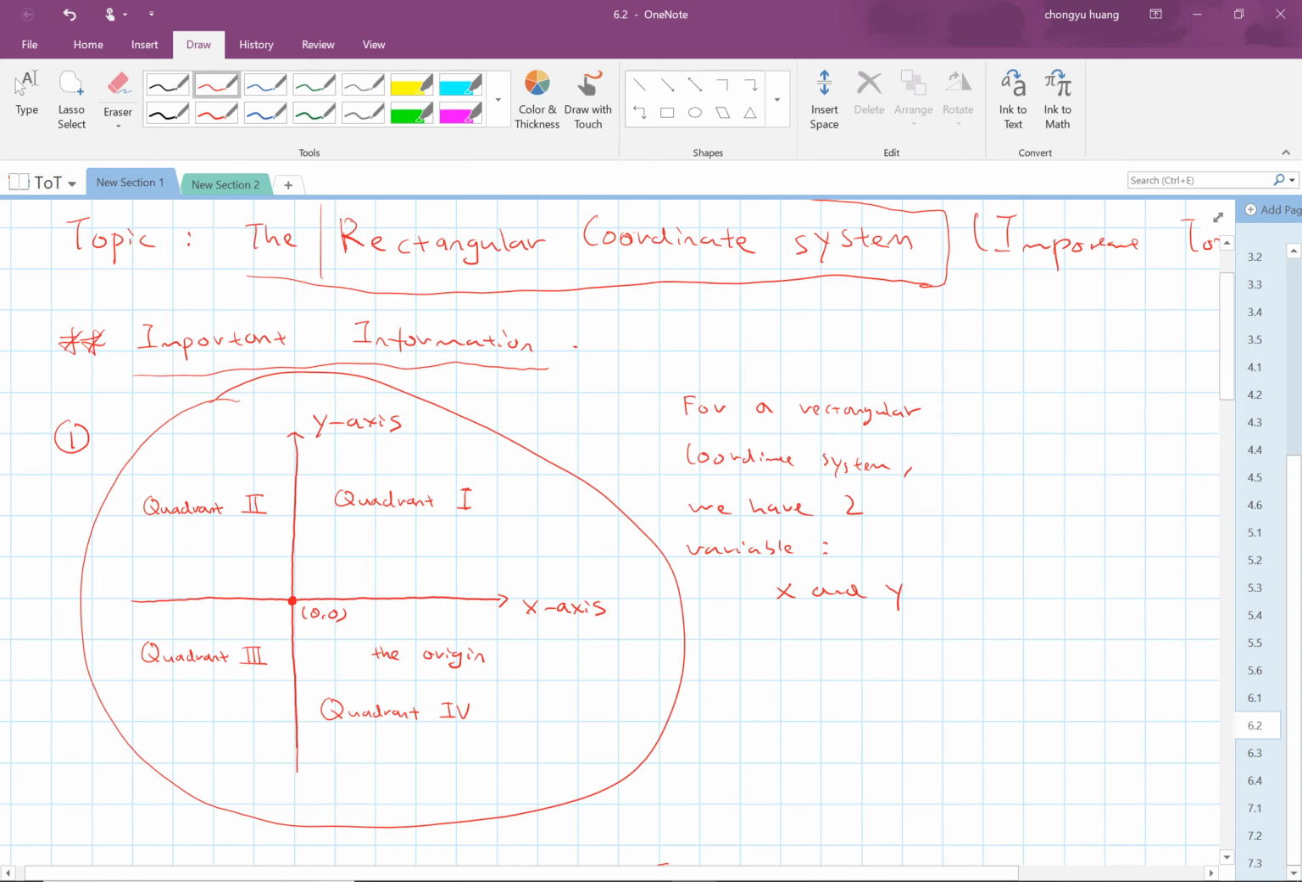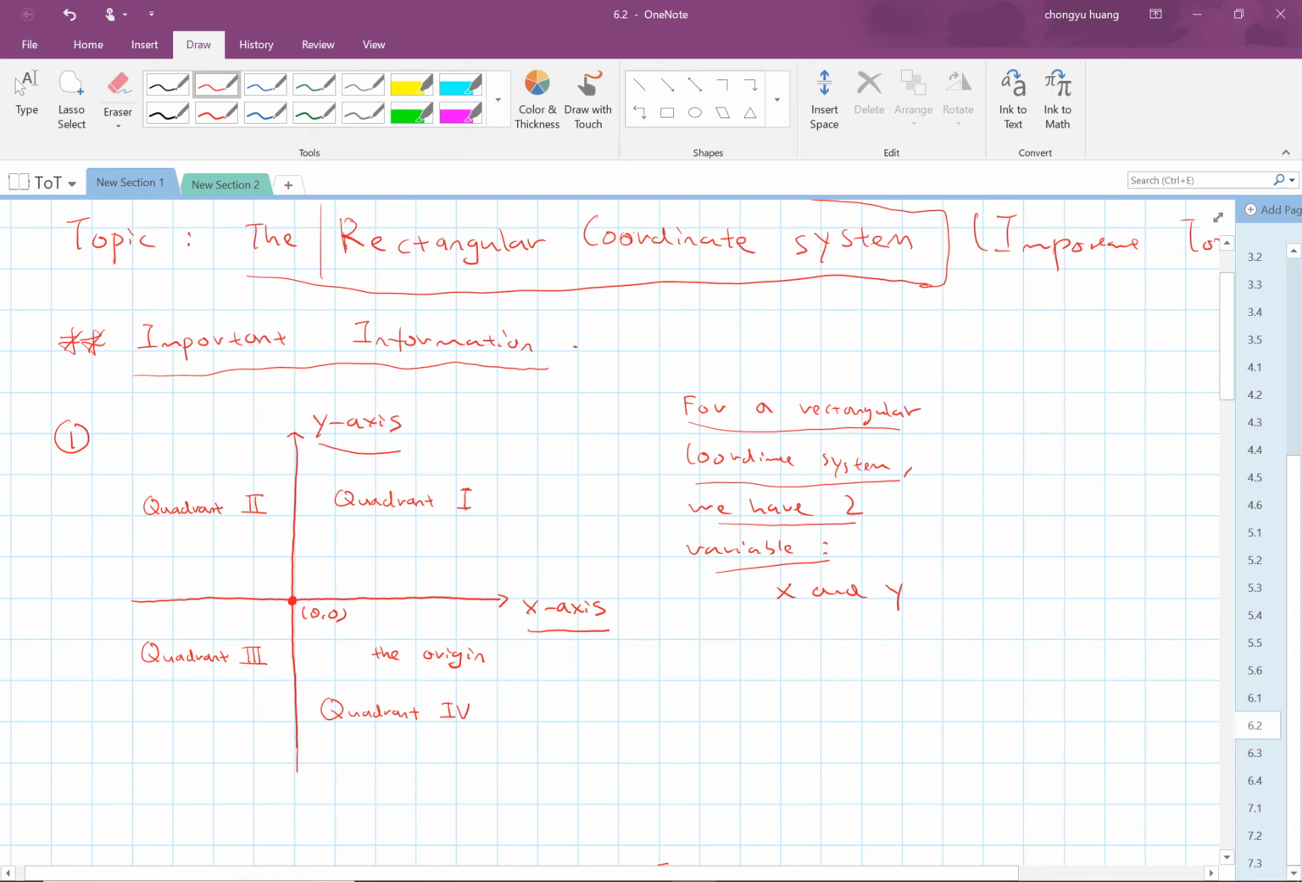the first thing you need to know is that it has two axes. One is the x-axis, another one is the y-axis. It has two axes. As I write over here, for a rectangular system, we have two variables, which are x and y. That's why we have two axes. We have the x-axis and the y-axis in a rectangular coordinate system because we have two variables.